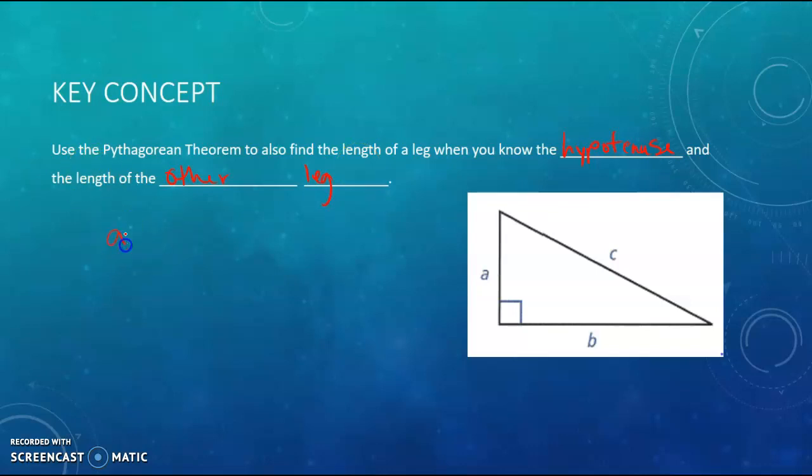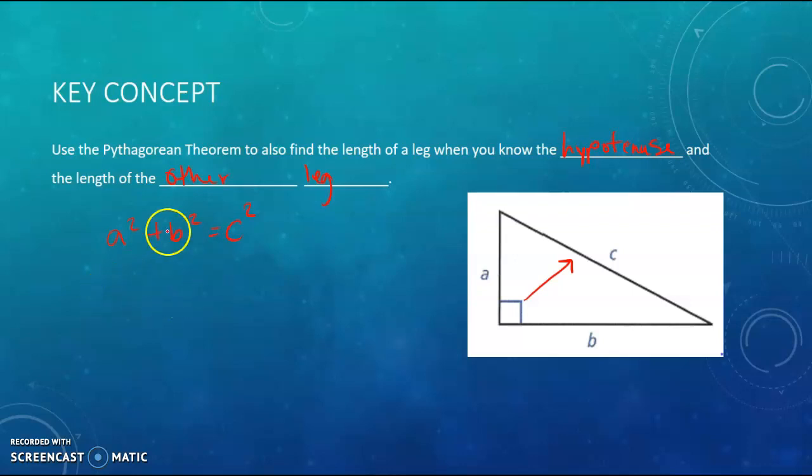We use a squared plus b squared equals c squared. So again, c is always across from the right angle. That is always our hypotenuse. So this time, we're going to be given c and a, or one of these side lengths, and we're going to look for b. Or at least I always just say I'm looking for b.